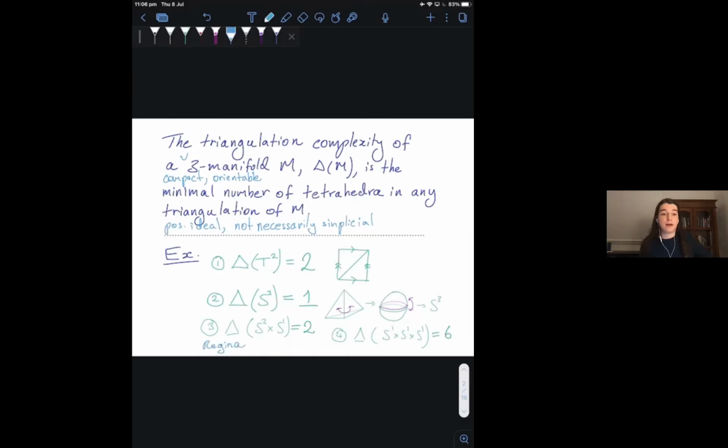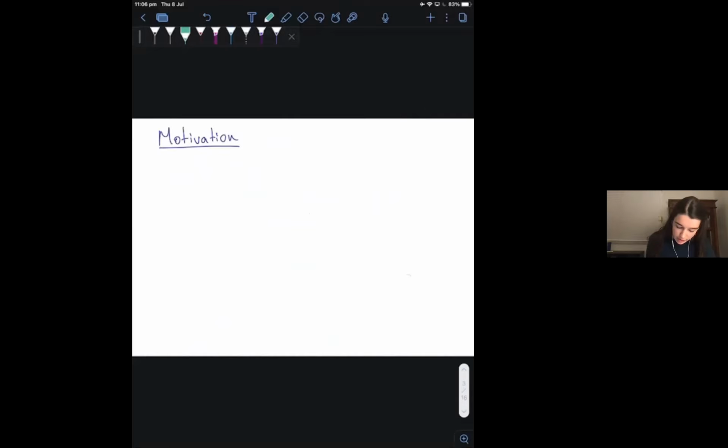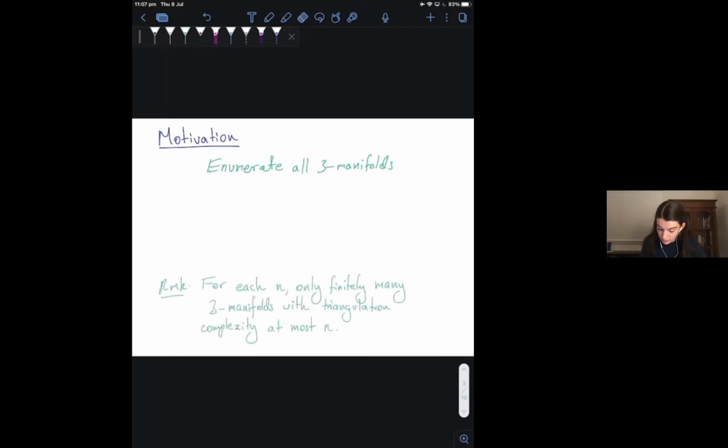Anyway, so that's some examples, but why might you care? One reason we might care is that triangulation complexity lets us enumerate all the 3 manifolds. This is in the same way that if you like knots, we often list them by crossing number. There are lots of tables of that sort of thing. That's because if you've got a given crossing number, there are only finitely many ways you can connect them, and so you know that there are only finitely many knots for any given crossing number. Similarly, in this case, finitely many tetrahedra means finitely many 3 manifolds, right?